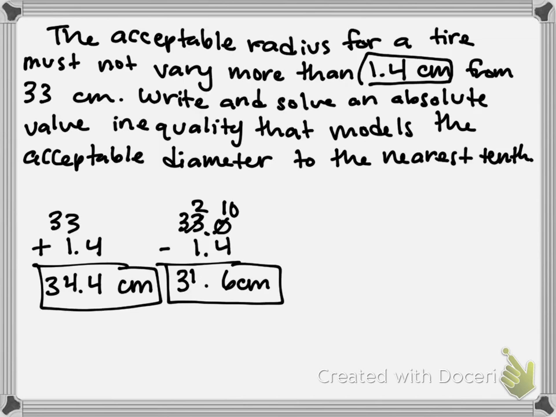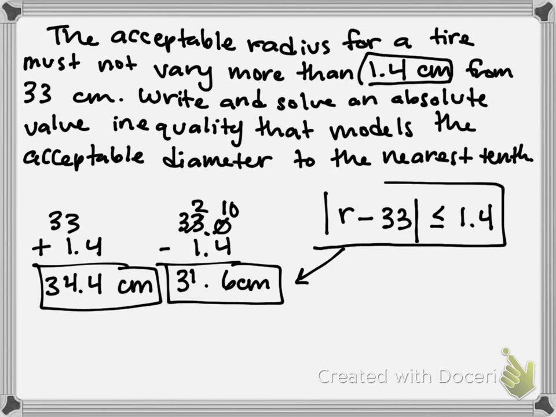But how do I write that as an absolute value inequality? So I know I have some number and I'm subtracting 33, and it has to be less than or equal to 1.4 because I don't want the variation to be bigger than 1.4. So this has to be an absolute value here because I can't have a negative tire size. I'm not too worried about you being able to write these inequalities like this, as long as you can read the story problem and figure out that these would be your answers. I hope that makes sense.